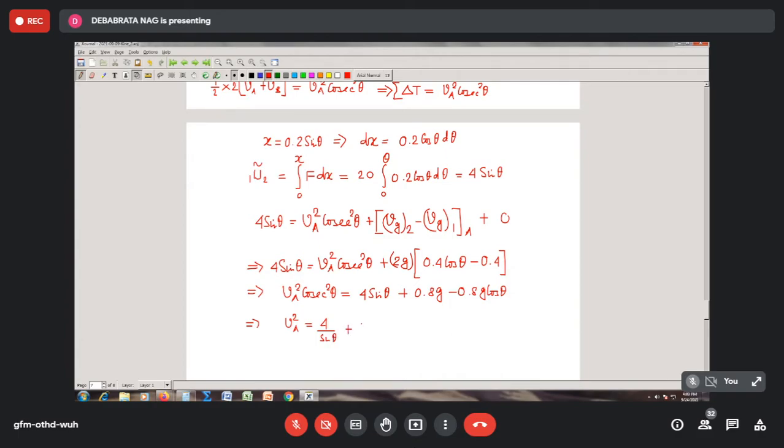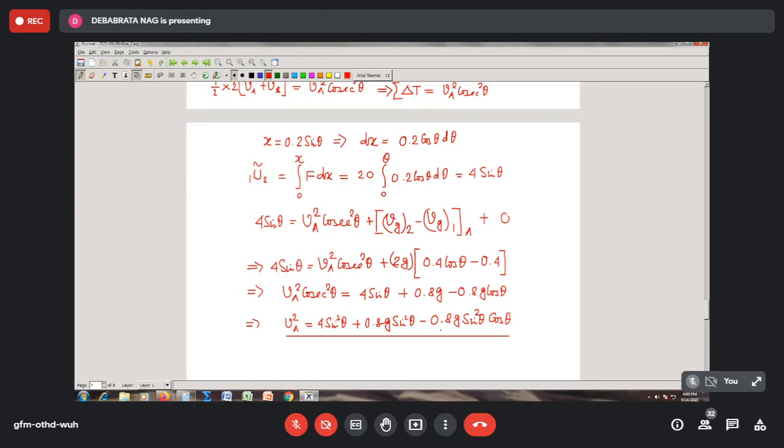Plus it becomes 0.8. I think I made a mistake, sorry, it is not 4 by sine theta, it will be 4 sine cube theta. So sine cube theta, then it becomes plus 0.8 g sine square theta, and then it becomes minus 0.8 g cos theta by cos theta into sine square theta. So we can say sine theta, sine square theta into cos theta. So you see, everything is expressed as a function of theta.